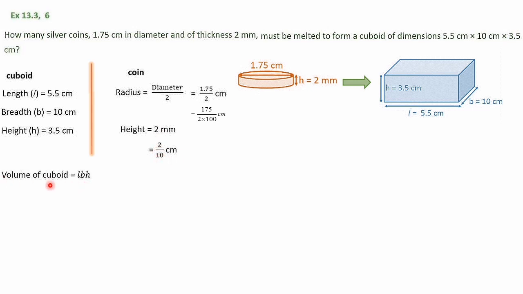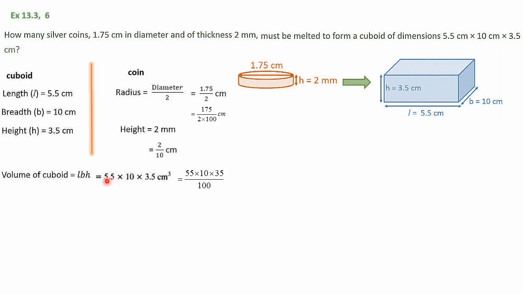Then volume of the cuboid, we will use the formula L into B into H, 5.5 into 10 into 3.5. As I mentioned before, we will not use the decimals here, we will use the fractions. That is our approach. So 55 into 10 into 35. Here after the decimal 1 digit, here after the decimal 1 digit, so total after the decimal 2 digits. Divided by 100, 2 zeros. 2 digits means 2 zeros.